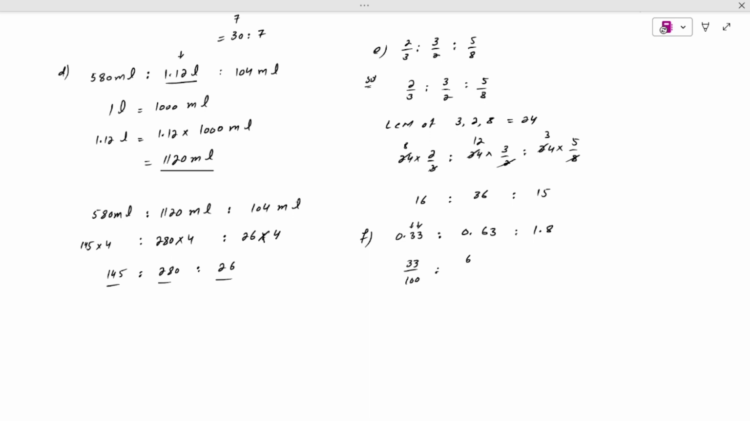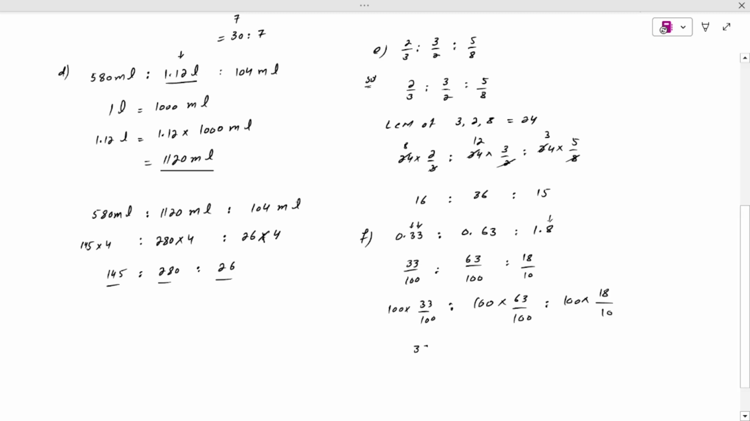Similarly, 0.63 can be written as 63 over 100 and 1.8 can be written as 18 over 10. In this quantity, we have only one digit after point. So we put one zero after 1 in the denominator. Now multiplying these terms by 100 because 100 is the LCM of these fractions. So 100 times 33 over 100 ratio 100 times 63 over 100 ratio 100 times 18 over 10.